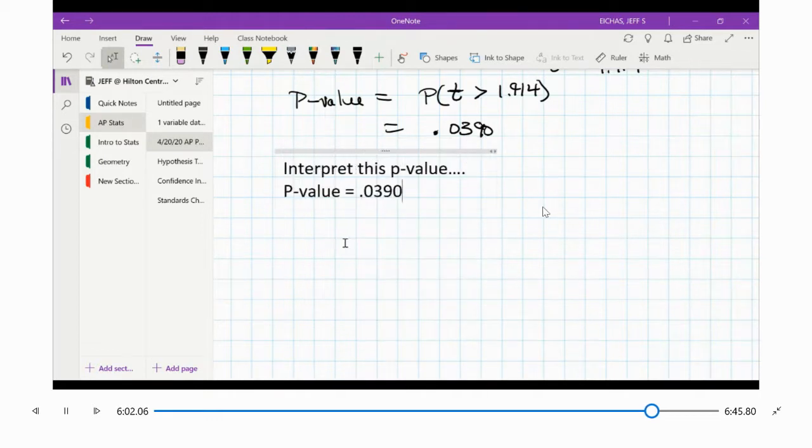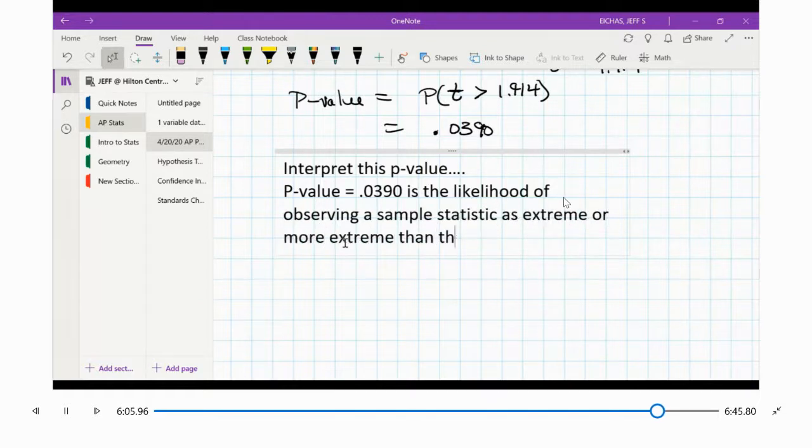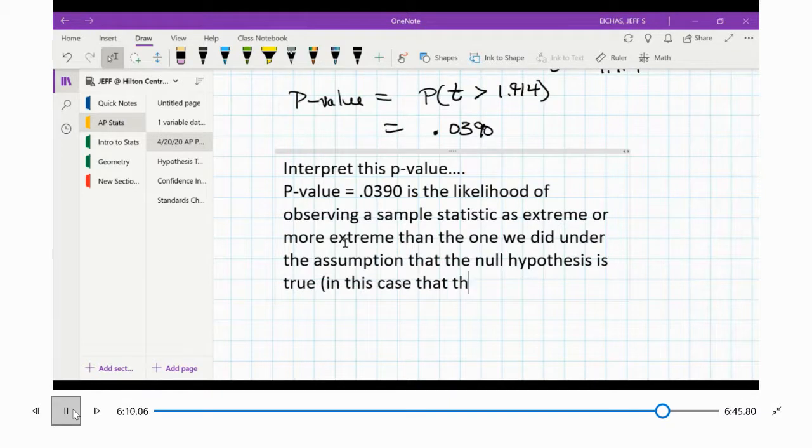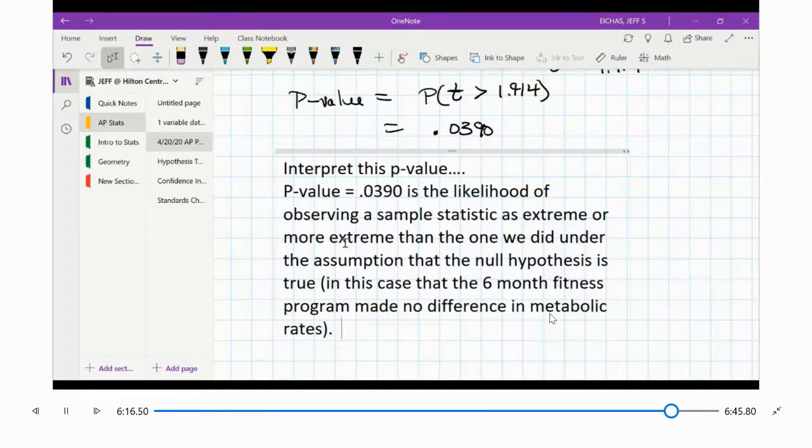Always got to interpret the p-value. This is huge. Please make sure that you do a good job with this. Print it out, practice it. Okay, what we're saying is that this is the chance of observing a sample statistic as extreme or more extreme than the one we did, under the assumption that the null is true. Okay, in this case, the 6-month program is no better. All right, did not increase or made no difference in metabolic rates.